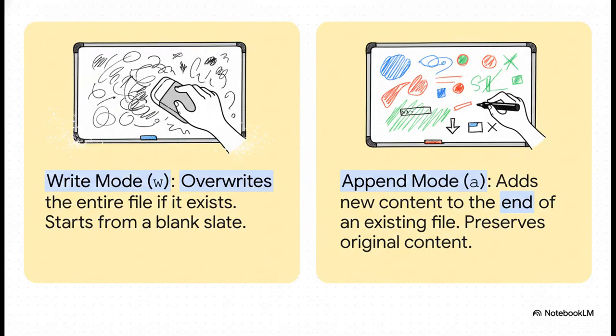Okay, this is really important to get right. The difference between write and append. Think of W, write mode, like grabbing a whiteboard, wiping it completely clean, and starting from scratch. Anything that was there before? Gone. Poof! But A, append mode, is like walking up to that same whiteboard and just adding a new note at the bottom. Everything else is still there. You can see how mixing these two up could be a big problem.